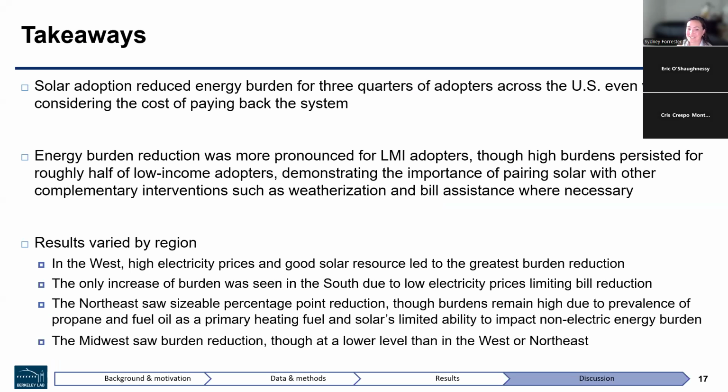So again, just to run through quickly, solar adoption was able to reduce energy burden for 3/4 of adopters, and that is taking into account the costs. Solar reduced burden, especially for low and moderate income adopters on a percentage point basis. But while this strategy works maybe well on its own for moderate income adopters, slightly over half of low income adopters maintain an energy burden just above 6%.